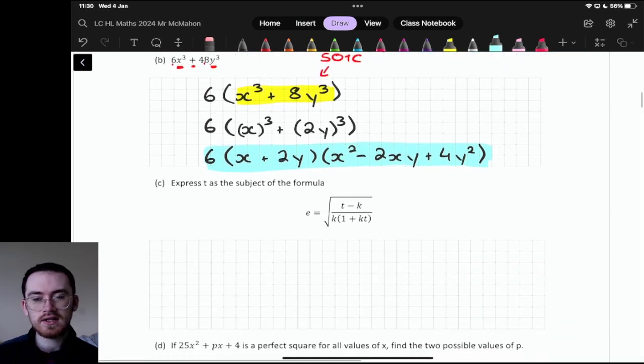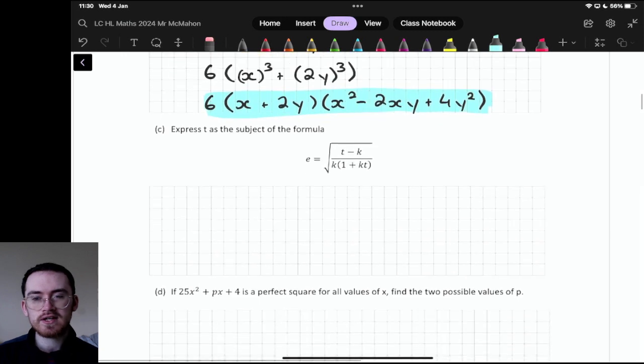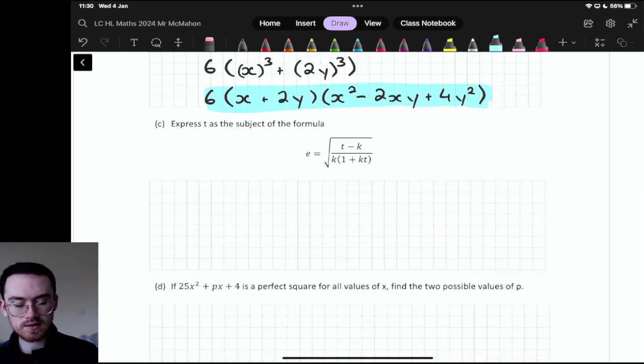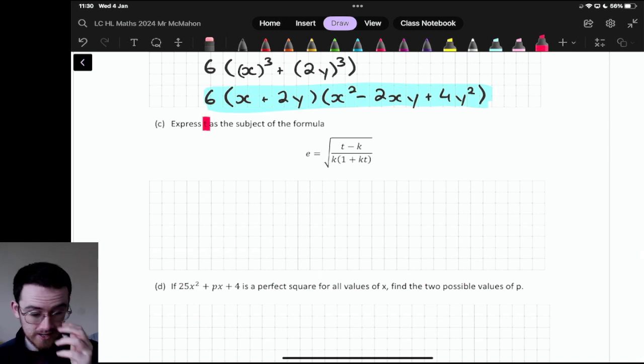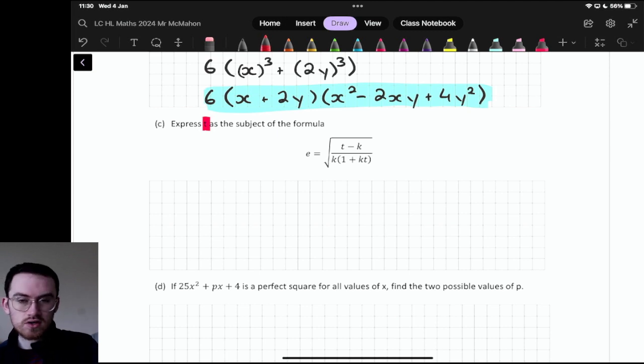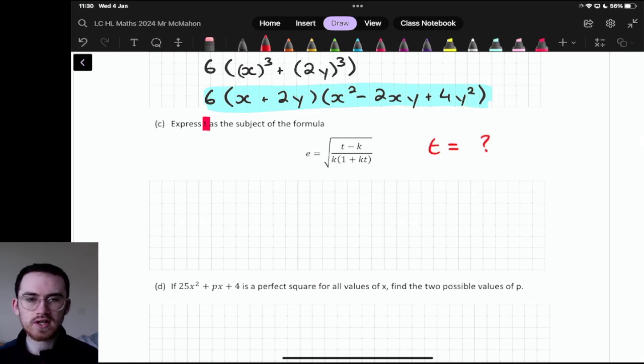Okay, looking at part C then, we had to express t as the subject of the formula. Okay, so let's just make sure we understand what we're being asked to do. We are being asked to rearrange this formula so that we get t is equal to something. And the only place that we should have t is on this left hand side, just one t. So t is equal to something.